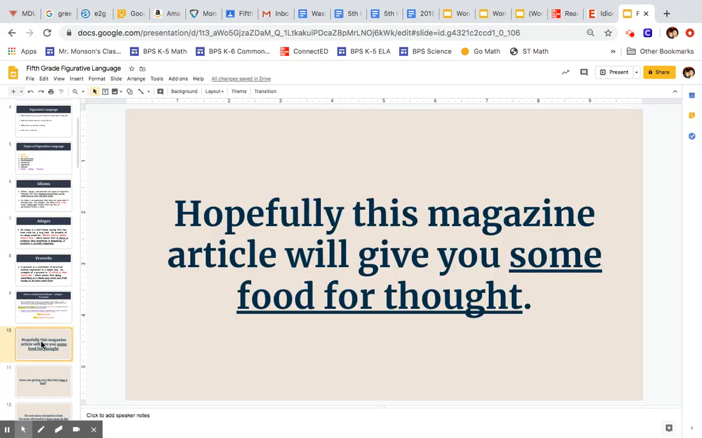So we're going to look at a few more examples. So this first one, hopefully this magazine article will give you some food for thought. Some food for thought is the idiom. And what this literally means is that maybe this magazine article will give your thoughts some food to eat. However, idioms aren't literal, they're figurative. So what this figuratively means is that hopefully this magazine article will make you think. It will give you something to think about.